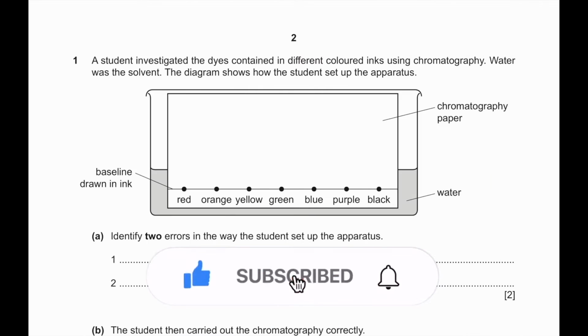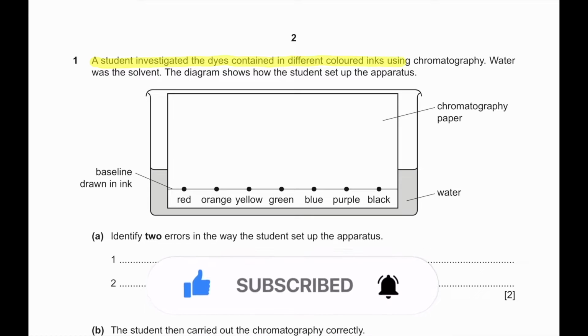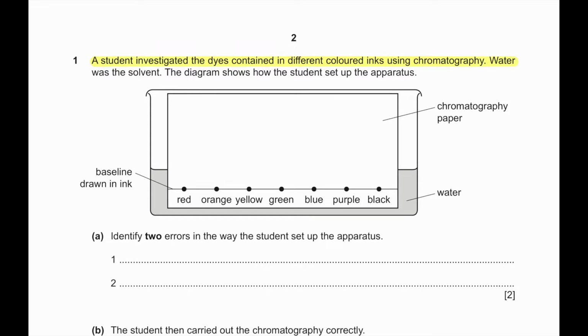61. Question number 1. A student investigated the dyes contained in different colored inks using chromatography. Water was the solvent. The diagram shows how the student set up the apparatus. We have the baseline drawn in ink: red, orange, yellow, green, blue, purple, black, water, chromatography paper.